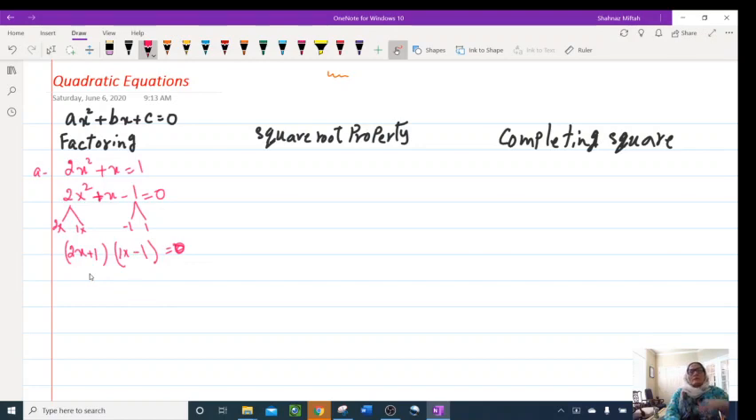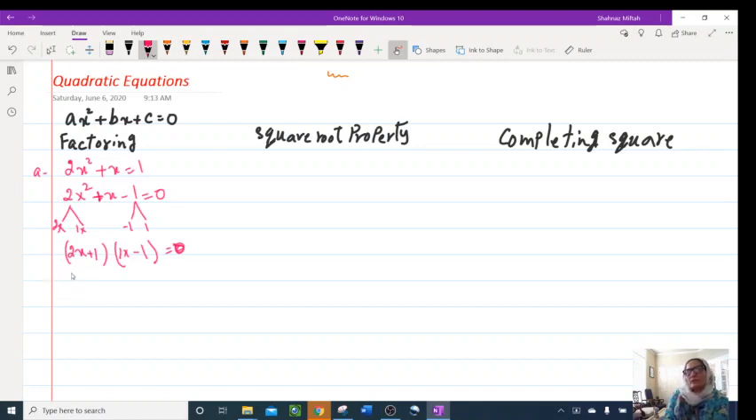Now, there are different ways to check if you did this right. The first is to use the distributive property: 2x times 1x, 2x times negative 1, then 1 times 1x, and then 1 times negative 1, and see if I'm getting the original 2x squared plus x minus 1. That's one way.